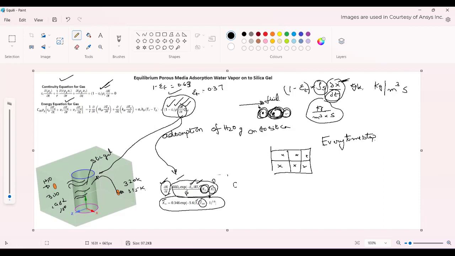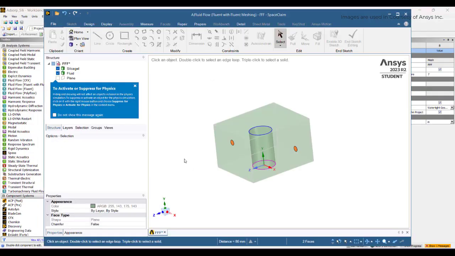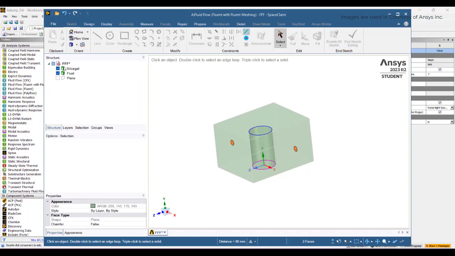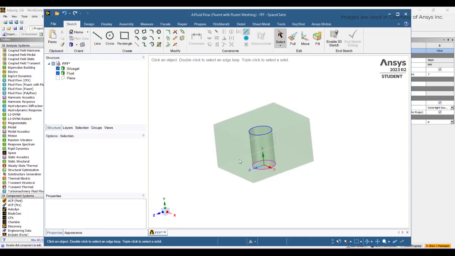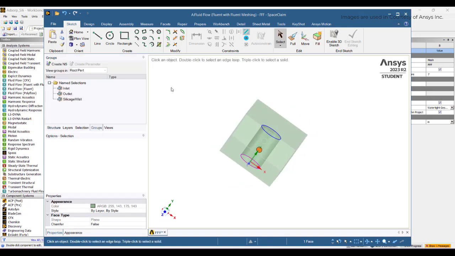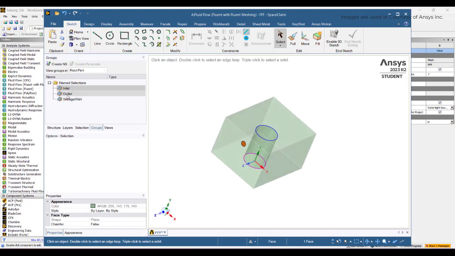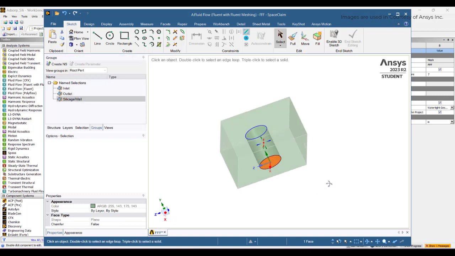Okay. So I'll just showcase you the geometry. I think you have seen it, but I'll just show it to you. So this is the geometry. This is silica gel and this is the fluid. And you can see this is one inlet and this is the outlet. Okay, this you can check here. The inlet is this one. I have named it as inlet, and the outlet is this one. I have named it as outlet, and this is the silica gel wall.